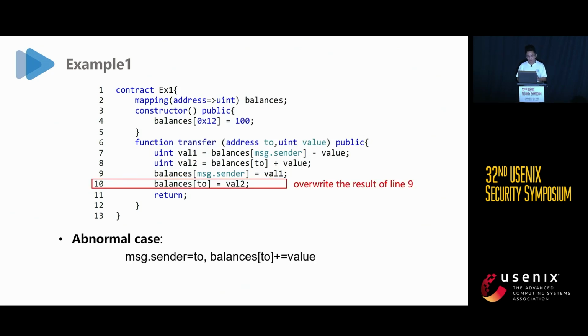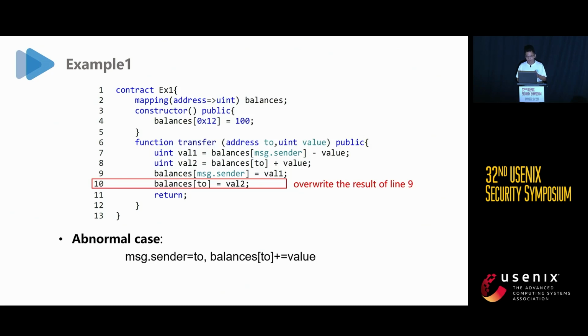If message.sender and 2 are the same address, the result of line 10 will overwrite the result of line 9. Therefore, the token balance of address 2 will increase without the token balance of any other account decreasing. As a result, an account can get unlimited tokens by invoking this function again and again. Thus, we can say that this example is vulnerable.